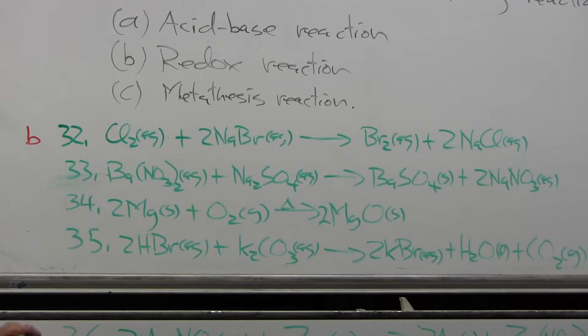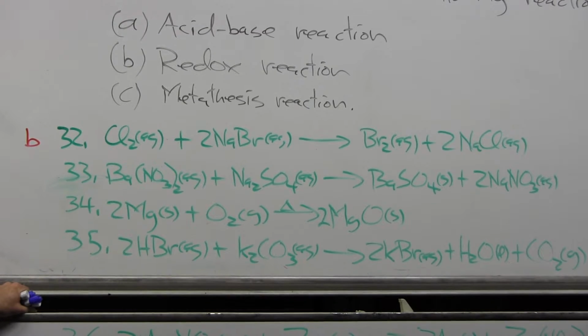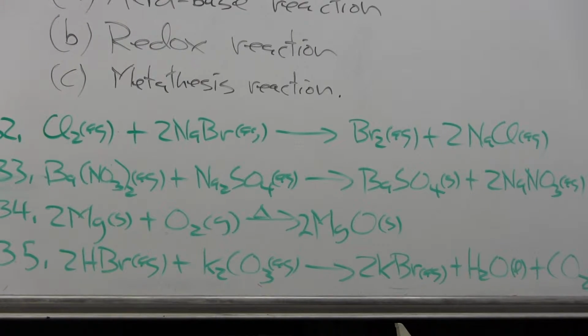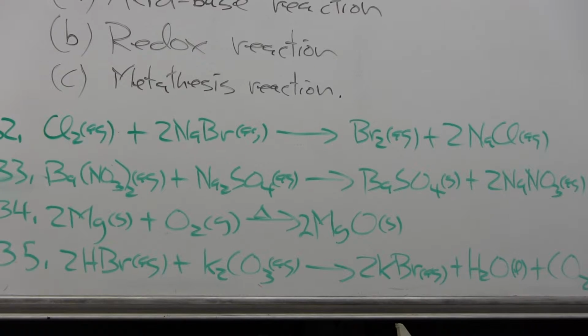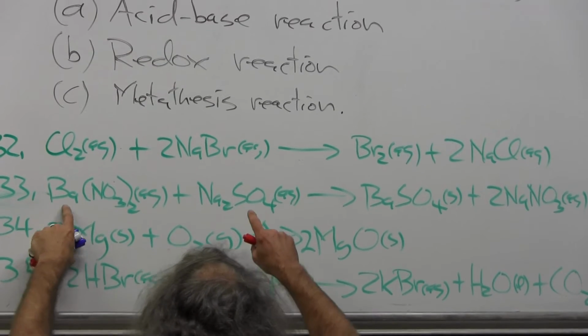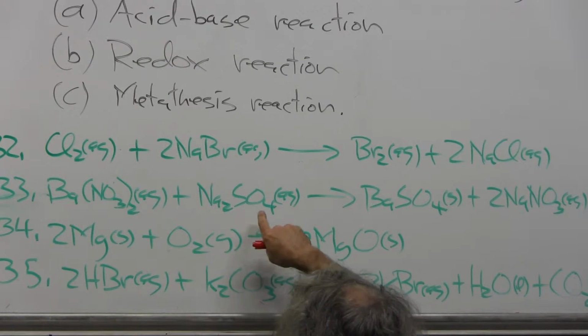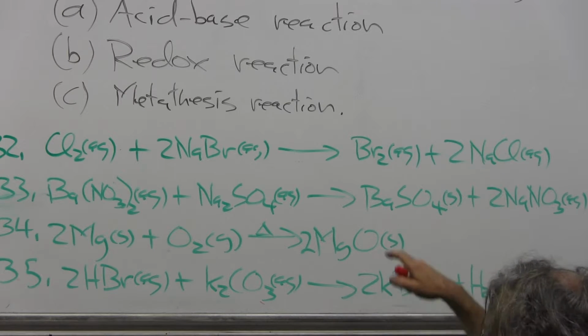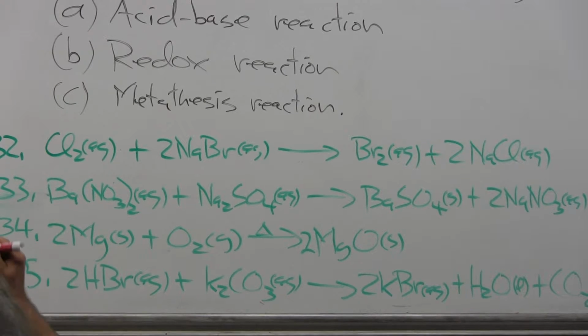Now, the second one, number 33, is barium nitrate aqueous plus sodium sulfate aqueous, going to give barium sulfate solid product plus 2 sodium nitrates aqueous. Well, obviously, I've got a precipitate. I have got an exchange of partners, a double displacement, or a change of partners, a metathesis process. So this is going to be a simple metathesis, so that would be option C.